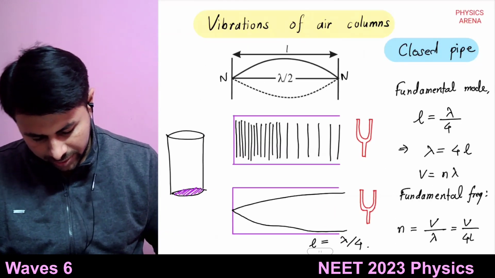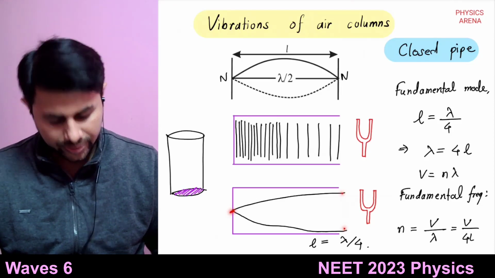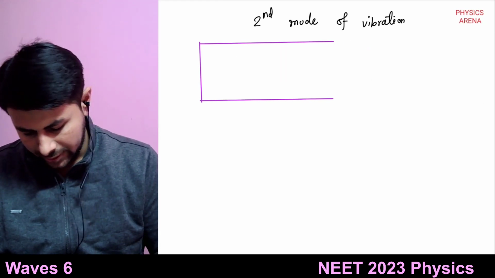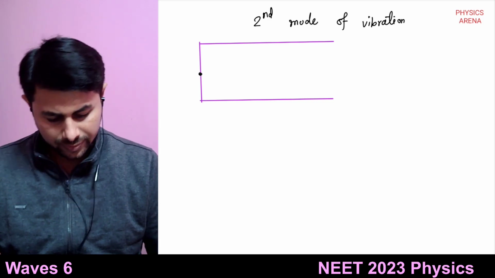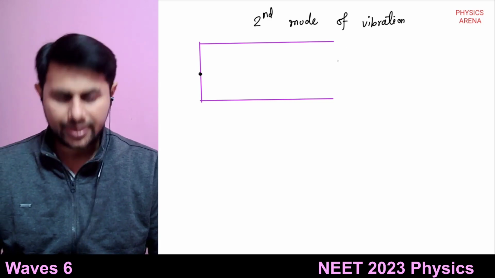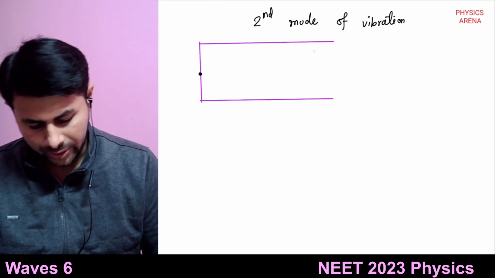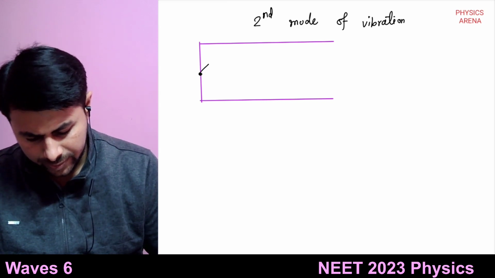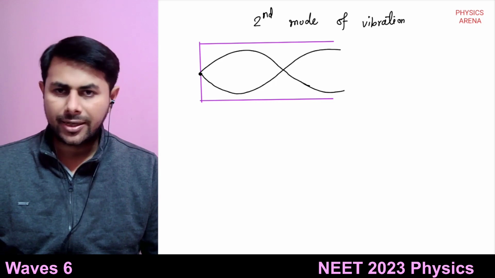So in case of the first mode, what happens? A node is produced here, an antinode is produced here. So the same thing will happen here also. At this end there will always be a node. At the free end there will always be an antinode produced. So what can happen in between? One loop can get formed.